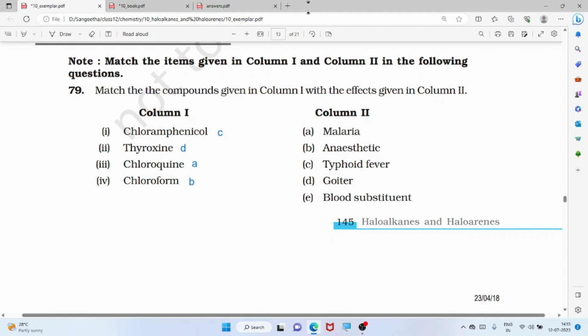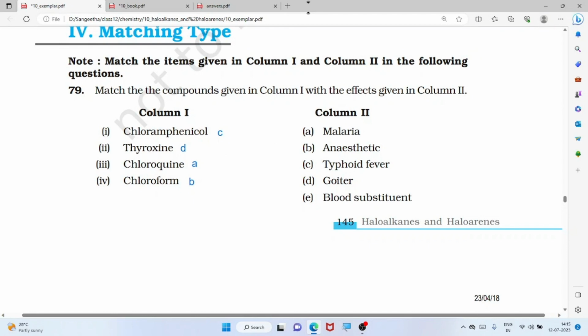Okay, this is used to treat which disease? Okay, you can see these answers. Typhoid, this disease, malaria, anesthetic. Chloroform is an anesthetic.